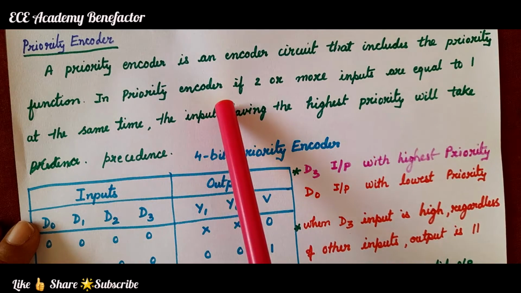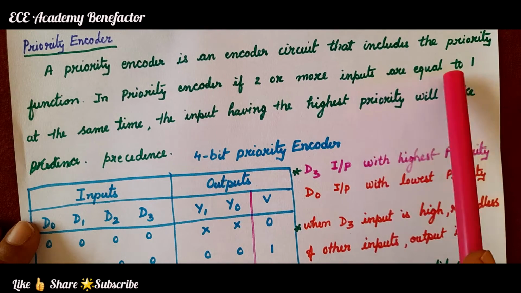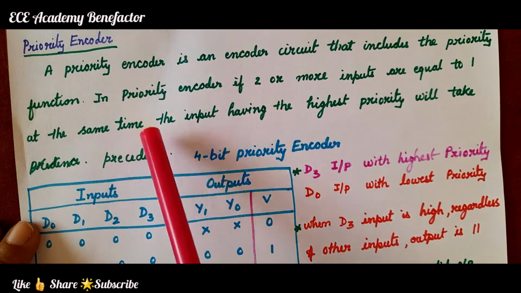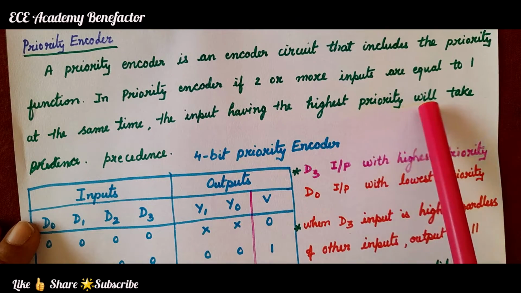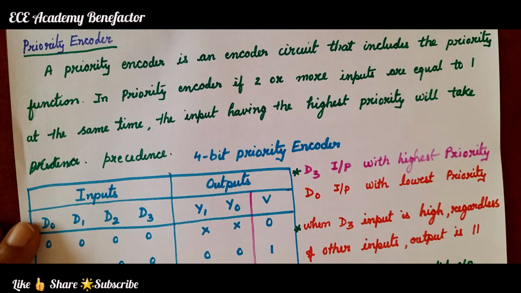In priority encoder, if 2 or more inputs are equal to 1 at the same time, the input having the highest priority will take the precedence. Means if after setting the priority of the data bits, if 2 or more bits are set to 1, the output will be set according to the data bit having the highest priority.